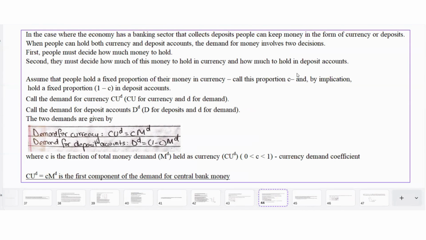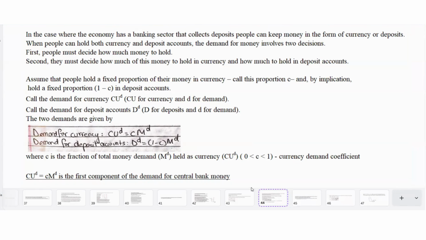Assume you decide to keep a fixed proportion of money, c, in currency, and from here it follows that you keep 1 minus c in deposit accounts, right? You have only two options, currency or deposit account. So if you keep c in currency, then 1 minus c is kept in deposit accounts. So demand for currency in this case is given to us as c times MD, where c is the fraction of total money demand held as currency. c is called the currency demand coefficient. And demand for deposit accounts would just be (1 minus c) MD.